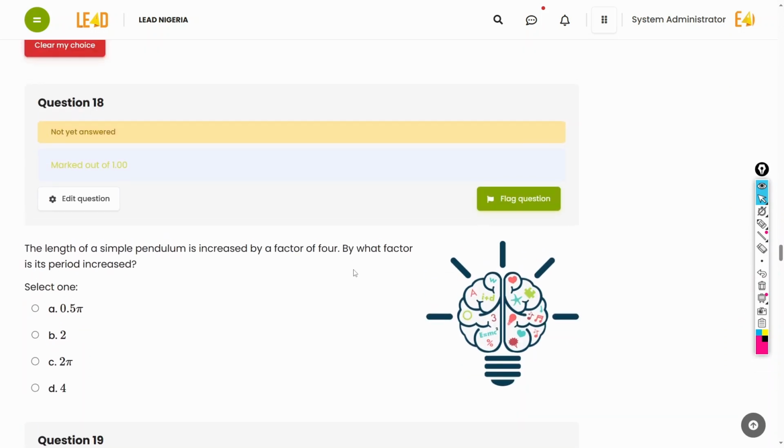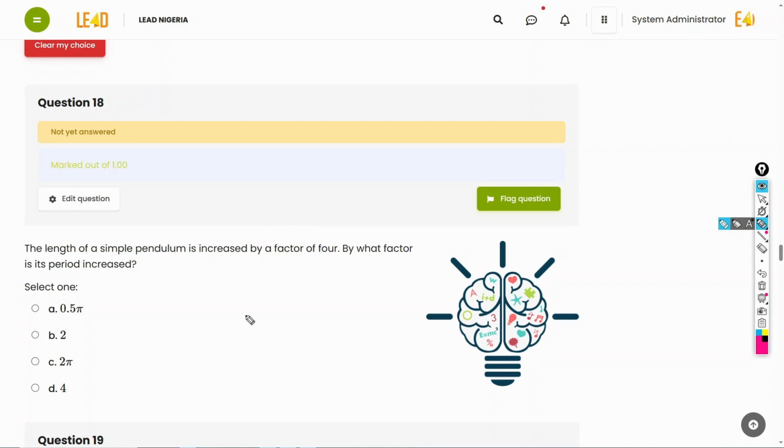18. The length of a single pendulum is increased by a factor of 4. By what factor is its period increased? Very, very important question. The length of a single pendulum is increased by a factor of 4. By what factor is its period increased?